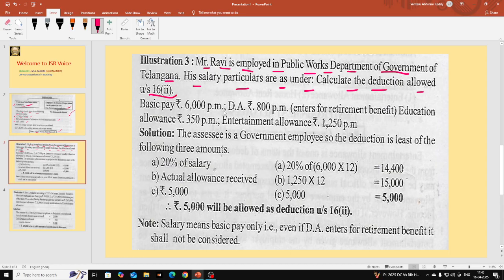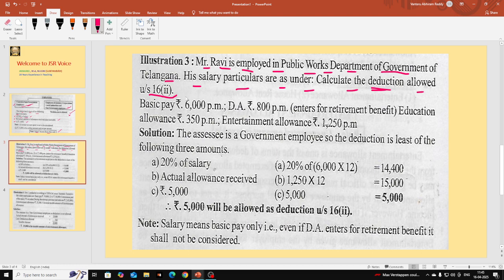Section 16 subsection 2 deduction means entertainment allowance deduction. Entertainment allowance deduction is given under section 16 and subsection 2 in the salary statement. If you go through my previous video on income from salary, I explained there the full pro forma of calculation of income from salary. There, under deduction section 16, I gave this as one of the deductions. So whenever they ask in any question to calculate the deduction under section 16 subsection 2, it means the deduction in entertainment allowance. Hope this is clear for everyone.